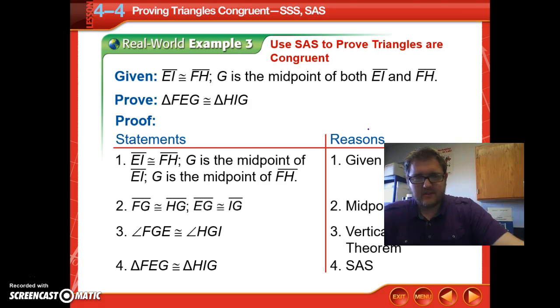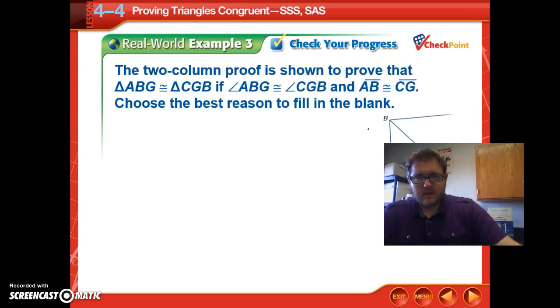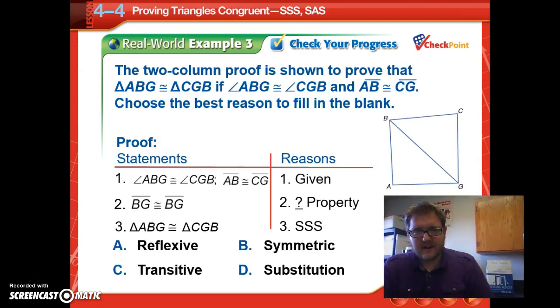Fill in the blank of this proof. Which one is going to allow you to say that this middle line BG is congruent to BG?